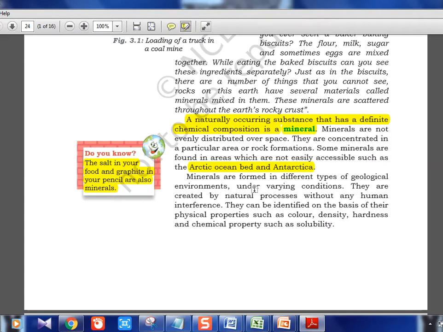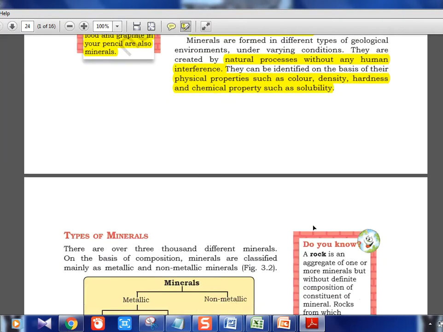Okay, so minerals are found in different types of geological environments under varying conditions. They are created by natural processes without any human interference. Minerals are naturally formed. They can be identified on the basis of their physical properties such as color, density, hardness, and chemical properties. So we can understand them by their physical and chemical properties, and that will differ from mineral to mineral.